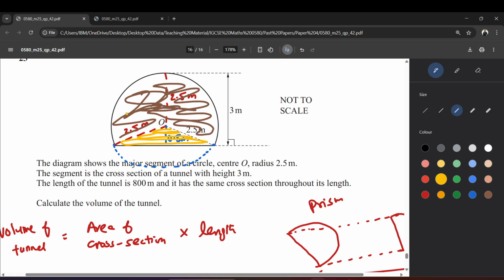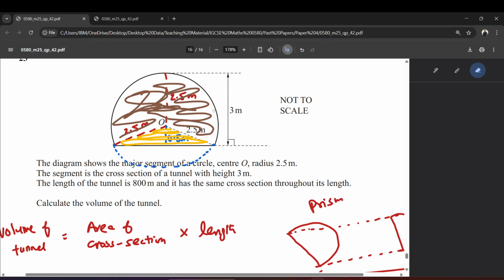Now look, with these types of questions, you have to study the figure very carefully. You need to look at the bigger picture first. Once you understand, okay, this is what I have to do, then you start calculation. Don't just start calculations randomly. So I hope you got the picture of what we have to do.